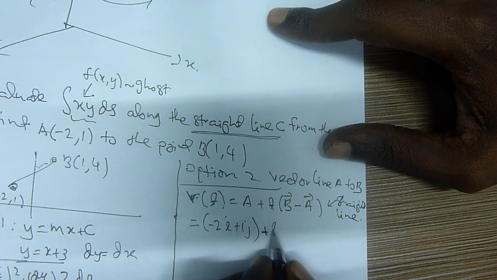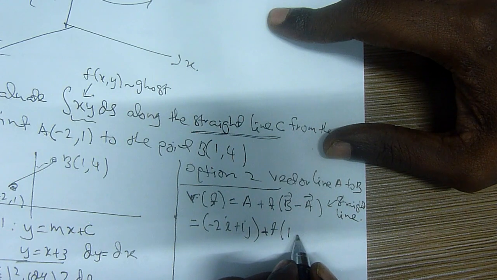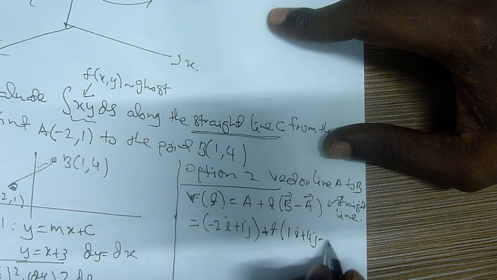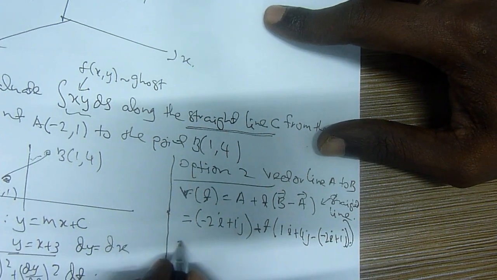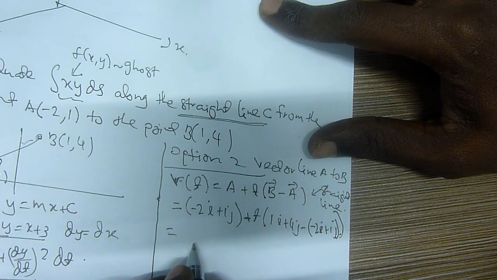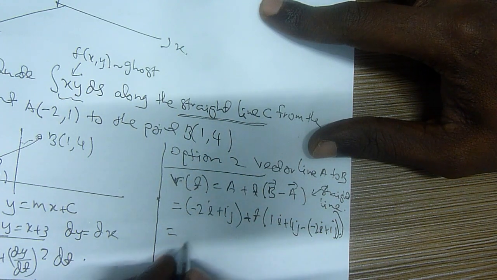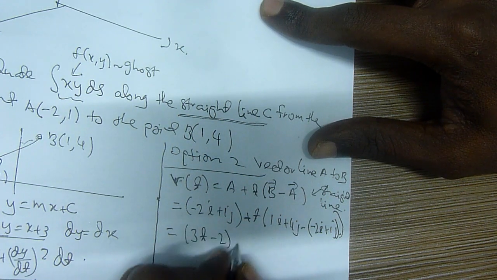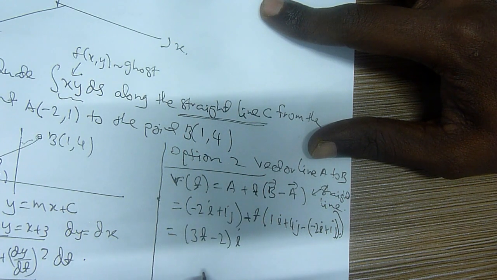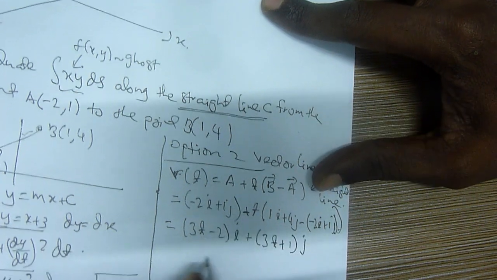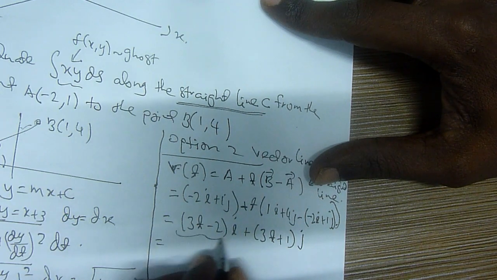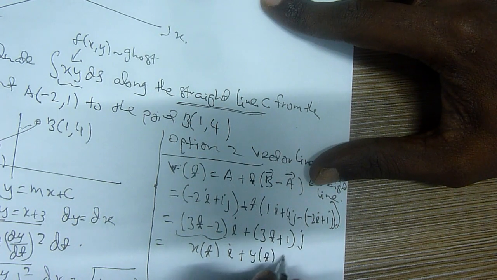We are adding t here: 1i plus 4j minus negative 2i plus 1j, and you solve this together. Place the t accordingly. Sorting. After sorting, you get t to i, all gathered here, and for all the j, t plus 1 j. Therefore, very obvious, this is x(t) i, this is y(t) j.